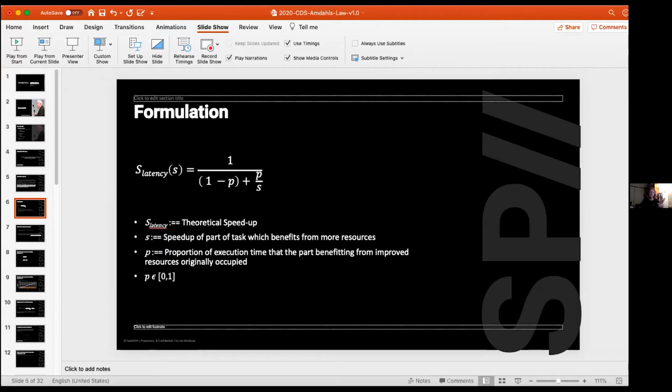And the second thing that we care about is P. What was the proportion of execution time that the part benefiting from improved resources originally occupied, which is to say that this is a percentage between 0 and 100%. It's a proportion. So if we can accelerate the whole thing, that's a proportion of 100%. If we can accelerate none of it, that's a proportion of 0%. And so we see the proportion is bounded. It has to be between 0 and 1.